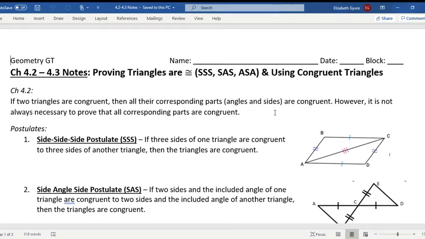What we're going to learn about today is a few different shortcuts. You don't necessarily have to prove that all 3 sets of angles and all 3 sets of sides are congruent in order for two triangles to be congruent. There are a few shortcuts that will allow us to assume that the rest is also congruent. And then we're going to take some of those and write a few proofs with them.